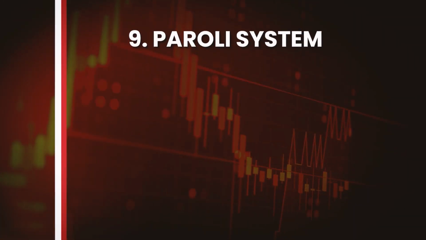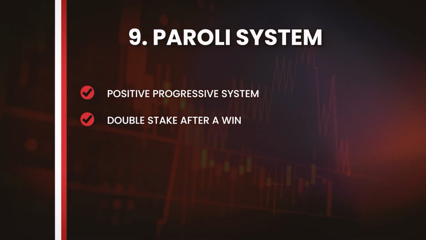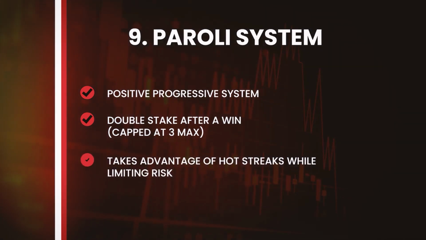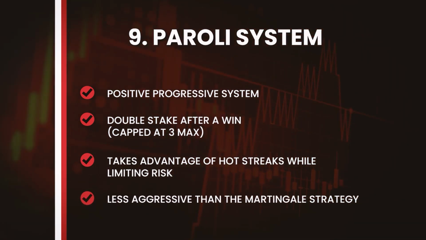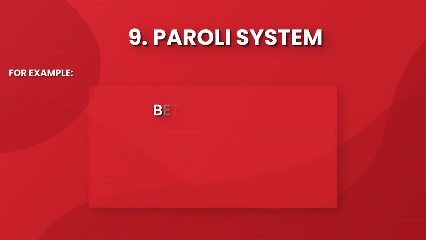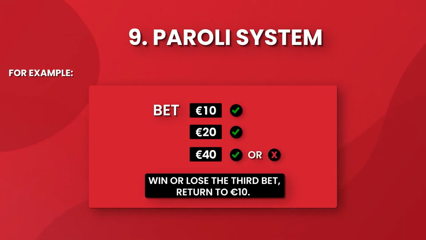The Paroli system is next at number 9. It is a positive progression system where you double your stake after a win, usually capped at 3 wins before resetting. It is designed to take advantage of hot streaks while limiting risk. Paroli is less aggressive than Martingale and safer for those who enjoy short-term betting runs. For example, if you bet €10 and win, your next bet is €20. If you win again, bet €40. Once you have repeated the process 3 times, whether your third bet won or lost, go back to €10.